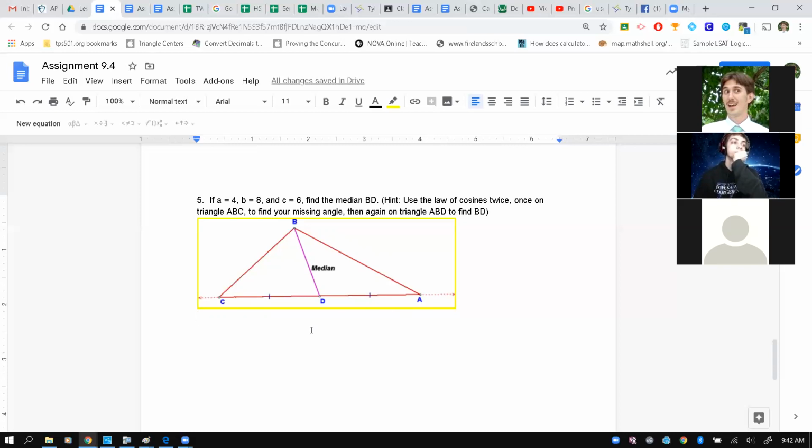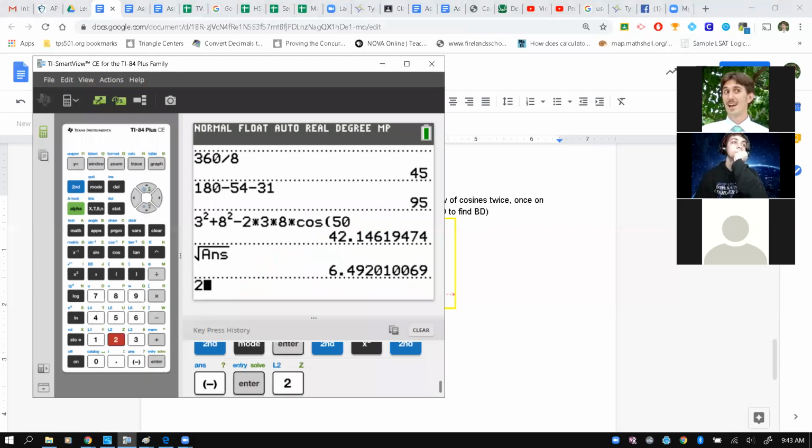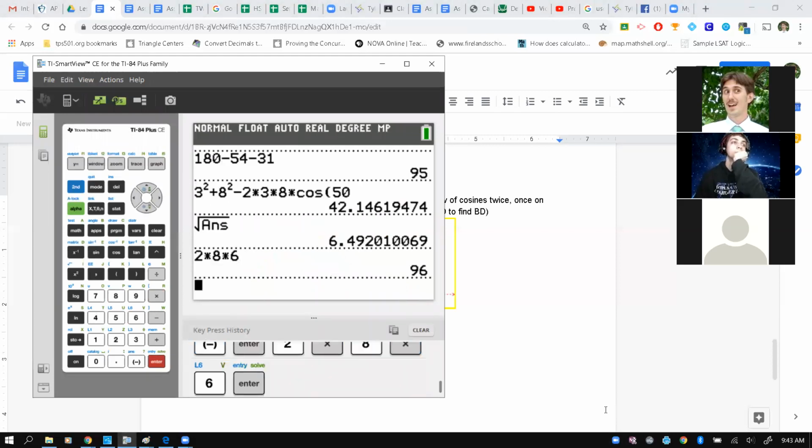All right, so the law of cosines that has angle A in it would be A squared is equal to B squared plus C squared minus 2BC times the cosine of A, which gives us 4 squared is equal to 8 squared plus 6 squared minus 2 times 8 times 6 times the cosine of A. If we square those, that's 16 equals 64 plus 36 minus, 2 times 8 times 6, 96.